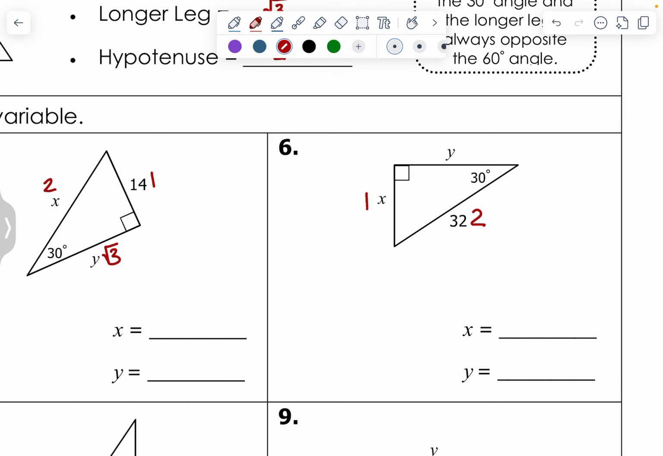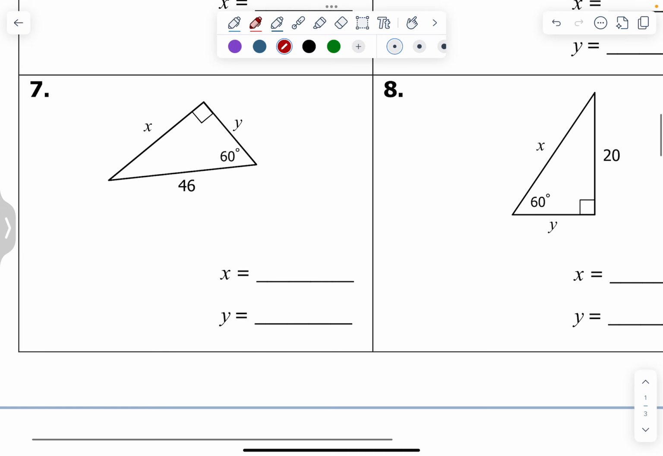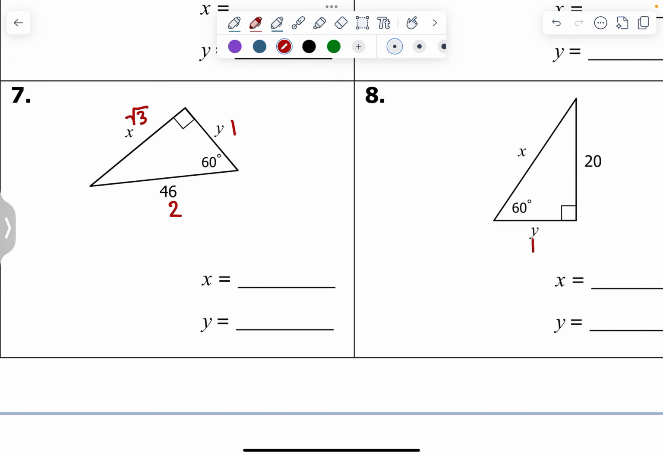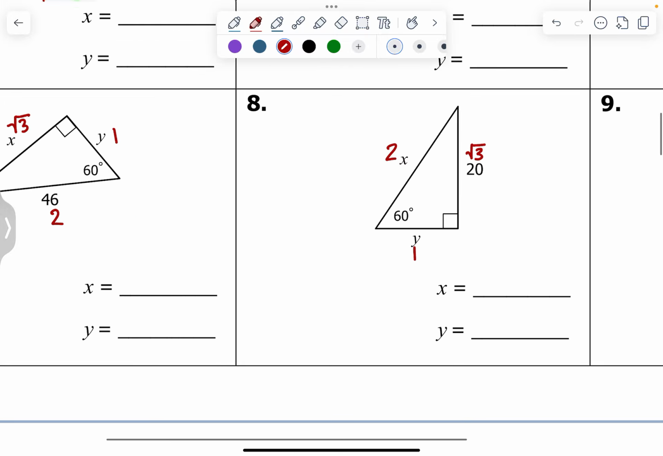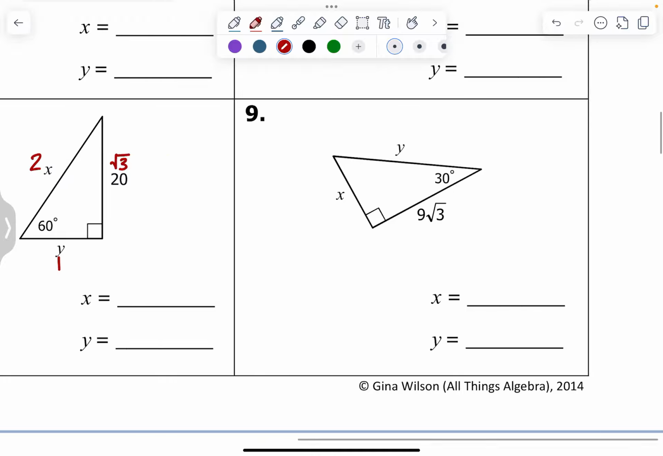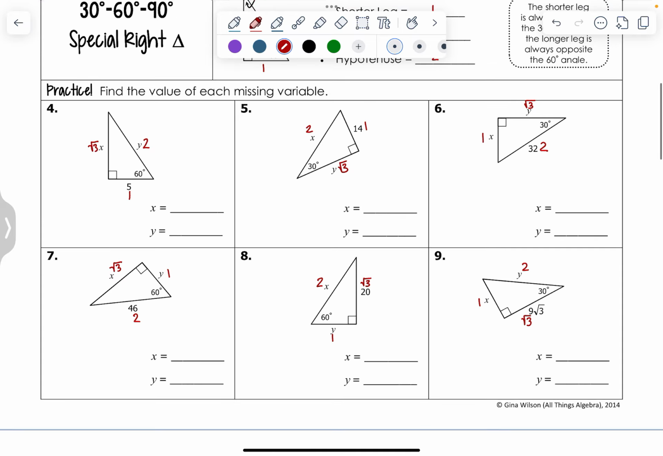1, 2, radical 3. 1 for the short leg, 2 for the hypotenuse, radical 3 for the long leg. And last but not least, 1, 2, radical 3. So all of our rules are labeled. Now we have to set up proportions and solve for our missing sides.